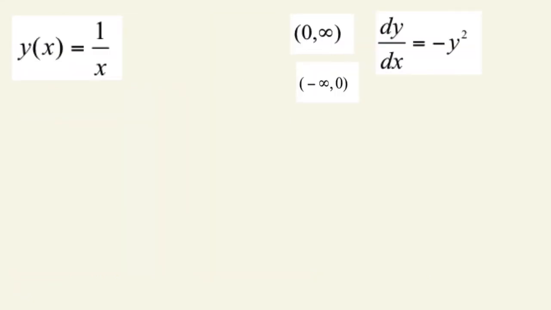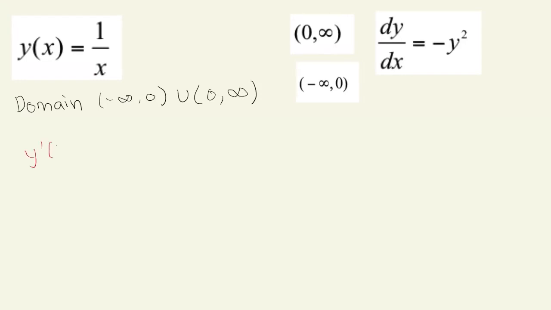The solution interval for a differential equation can be understood with this simple example. So y equals 1 over x, and the domain of 1 over x is from negative infinity to 0 and 0 to positive infinity. This function is not defined at 0, which means 0 is not in the solution interval for this equation.